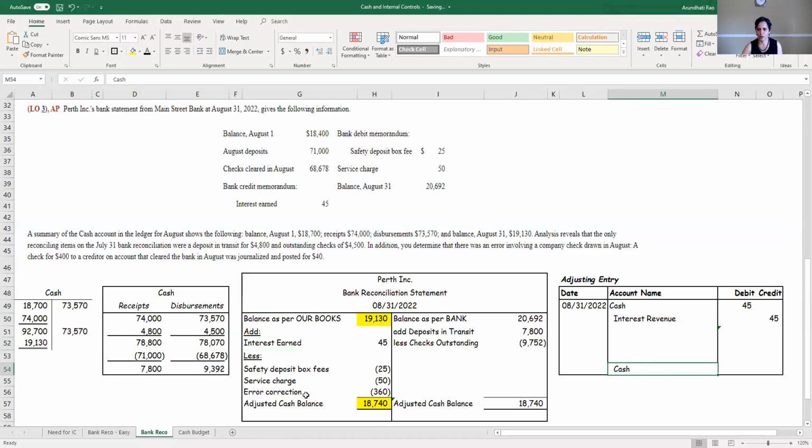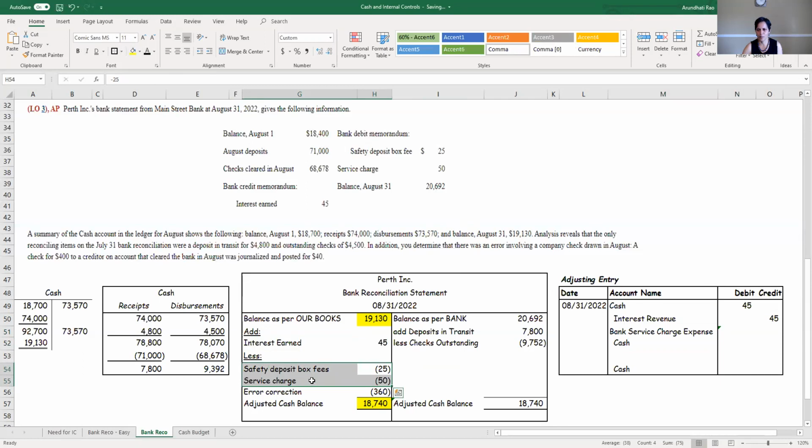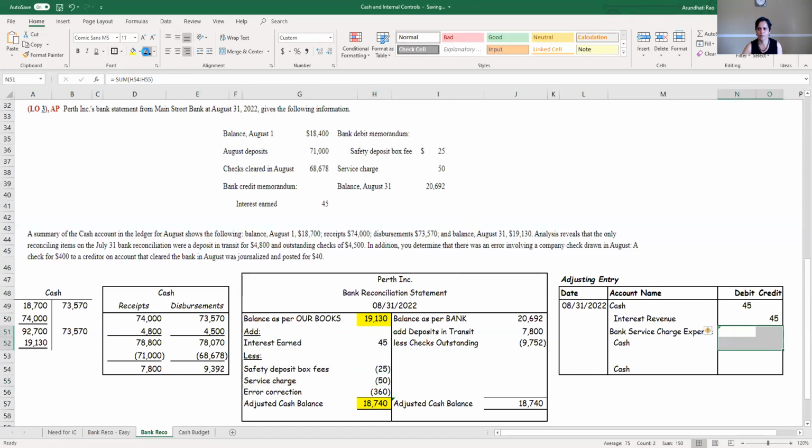So each one of these, let's go through and see what we should do. We do them separately. We'll do each of these individually. So we have here bank service charge for these two amounts together. These two, we can put them together or we can list them separately. I'll combine them and say this is $75. These two numbers have been combined for bank service charge expense, $75.